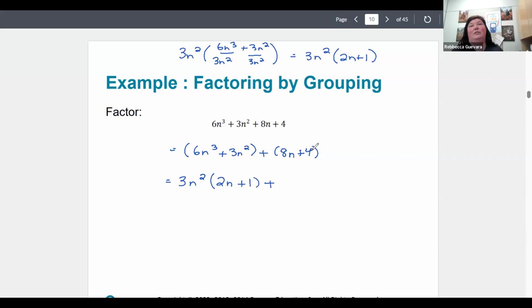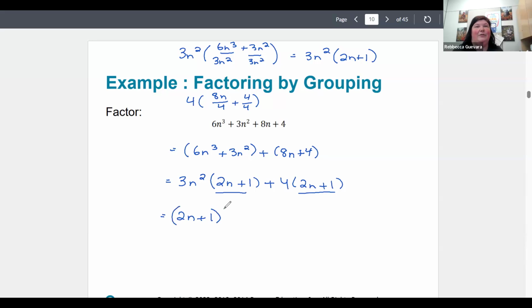8n and 4. So in this case, both of them, we can pull the 4 out. They're both divisible by 4. So it's really like we're going to take that 4 and multiply by it, so the 8n has to be divided by 4, which leaves me with 2n. And then my 4 has to be divided by 4, which leaves me with 1. So we have 2n plus 1.